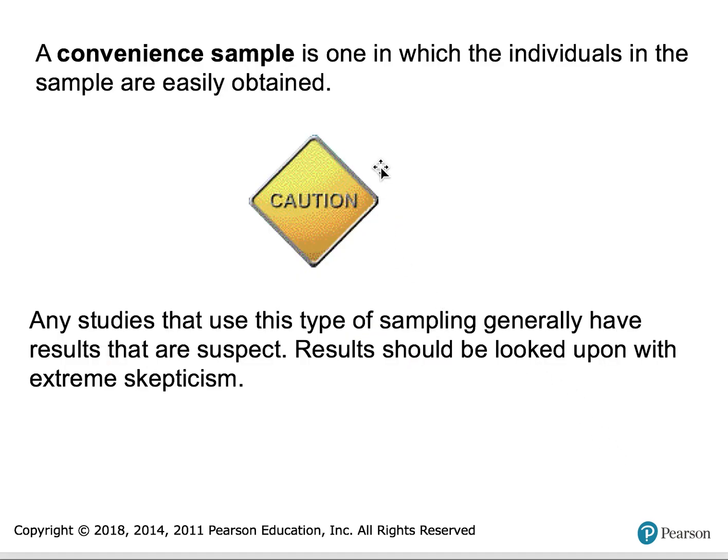A convenient sample. Now, I know we said 4, and here I'm talking about another one, but that's because look at the big caution sign. A convenient sample is one in which the individuals in the sample are easily obtained. Caution. Any studies that use this type of sampling generally have results that are suspect. So results should be looked upon with extreme skepticism.